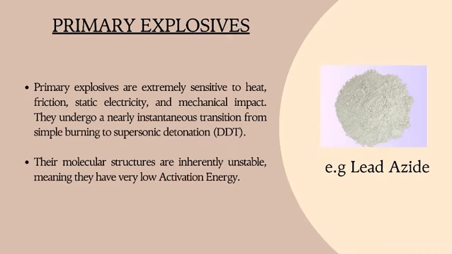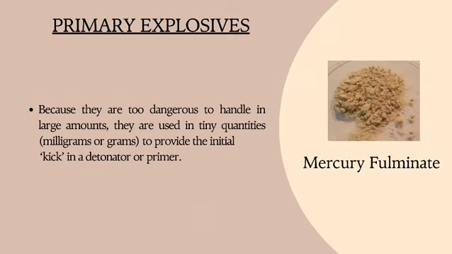First is primary explosives. They are those kind of explosives which are extremely sensitive to heat, friction, electricity, mechanical impact, etc., which means that they just need a small trigger to explode. They undergo nearly instantaneous transition from simple burning to supersonic detonation. They are inherently unstable, that is, they have very low activation energy. Some common examples of primary explosives include lead azide and mercury fulminate. Since they are too dangerous to handle, they are only used in small quantities.